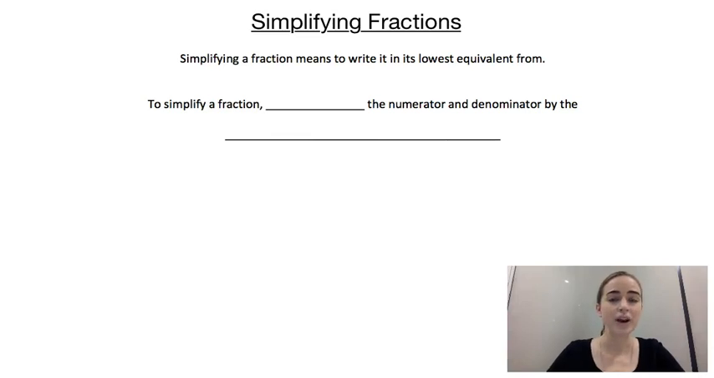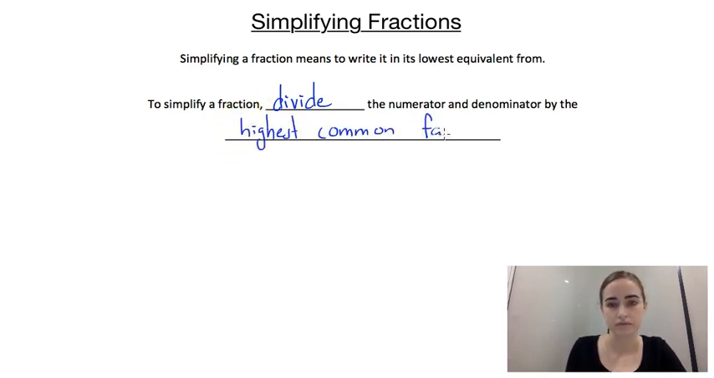In this video, I want to have a look at simplifying fractions. So to simplify a fraction means that we want to write it in its lowest equivalent form. To simplify a fraction, we're going to divide the numerator and denominator by something called the highest common factor. The highest common factor is the biggest number that you can divide both the numerator and the denominator by.